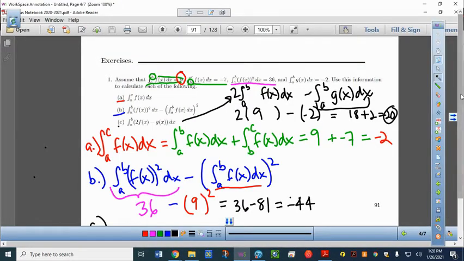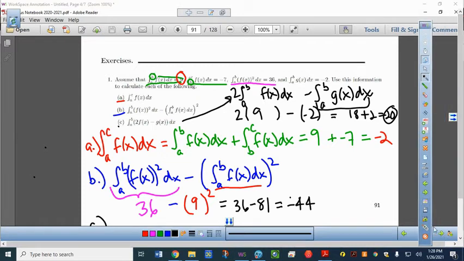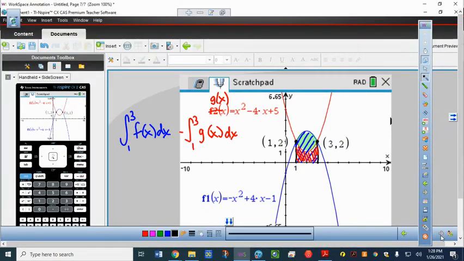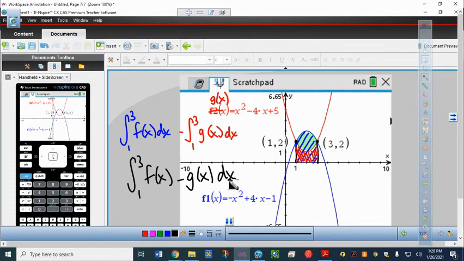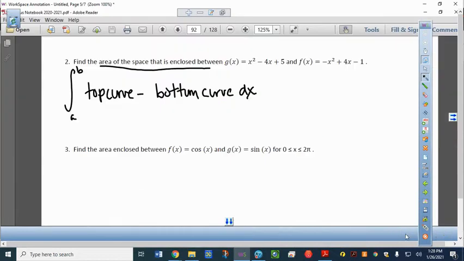So looking back here, you can see that I've got top curve minus bottom curve. I can combine that into one integral if I wanted. Integral from 1 to 3 of f of x minus g of x dx. By my integral rules, I can put things together just as well as I take them apart. So I'm going to do that over here on this other screen.